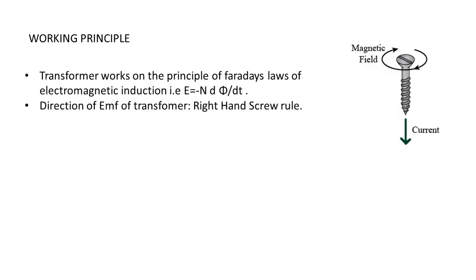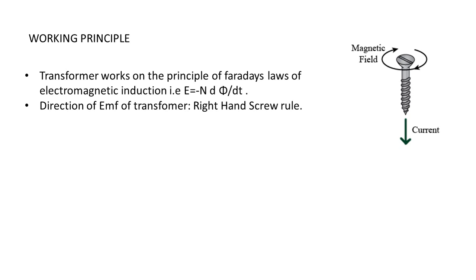The transformer works on the principle of Faraday's law of electromagnetic induction, that is E equals N into d phi by dt. Now if flux changes with respect to time, then only we will get EMF. If it does not, then we can't get EMF. As we all know, flux flows through the primary and secondary circuit with respect to time, so it will be d phi by dt, and hence EMF is induced in the circuit. And the direction of EMF will be according to the right hand screw rule.